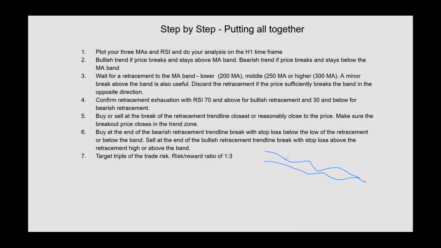So number four, confirm the end of the retracement with exhaustion, with RSI 70. If it's a bearish retracement, you use RSI 30 and below. Buy or sell at the break of the retracement trend line. So once you do that, you plot your trend line or you use your divergence. Then target triple of the trade risk.